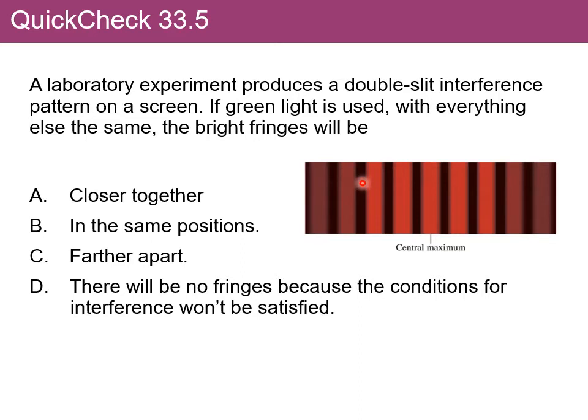A laboratory experiment produces this double-slit interference pattern on a screen when red light is used. If green light is used instead, with everything else the same, the bright fringes will be closer together, in the same positions, farther apart, or there will be no fringes because the conditions for interference won't be satisfied.